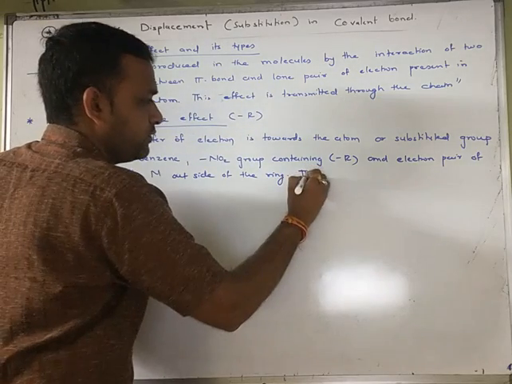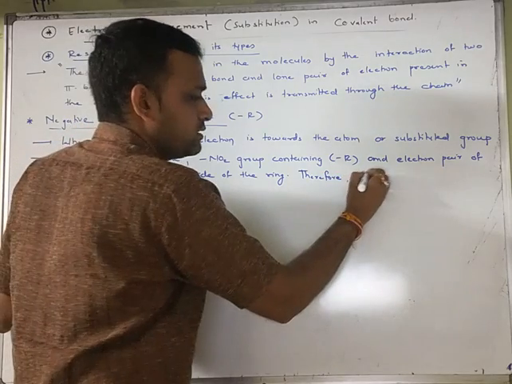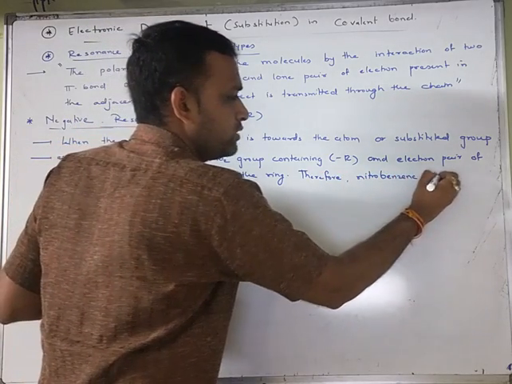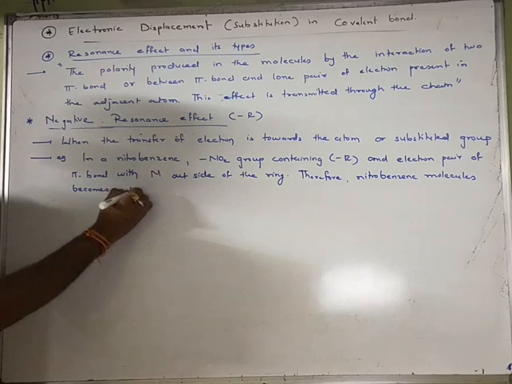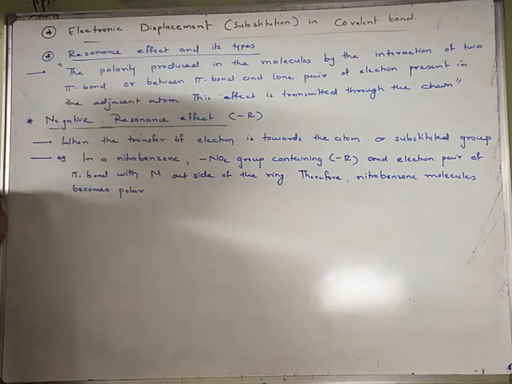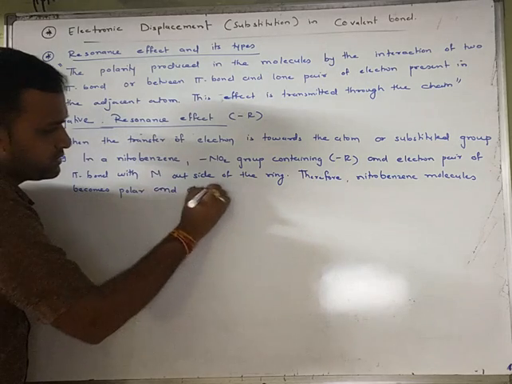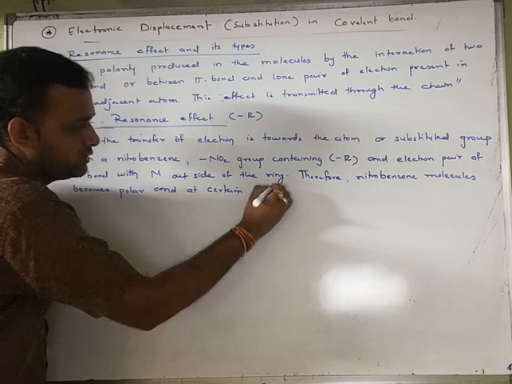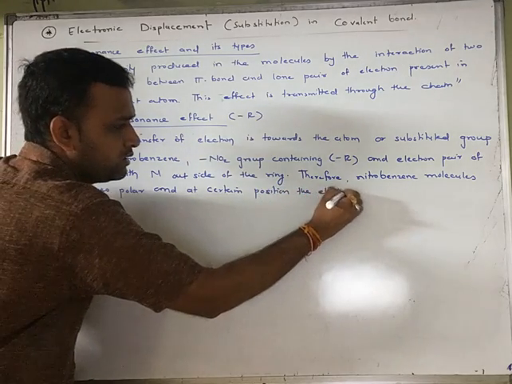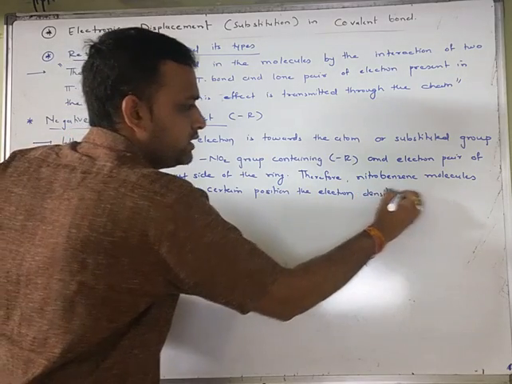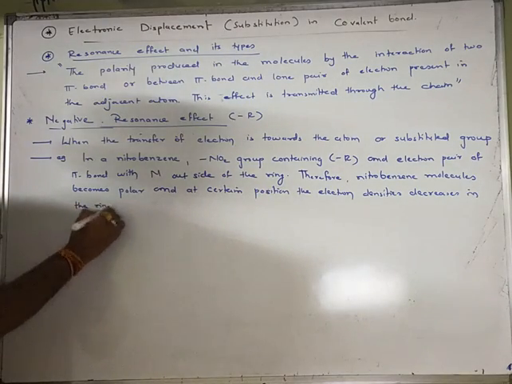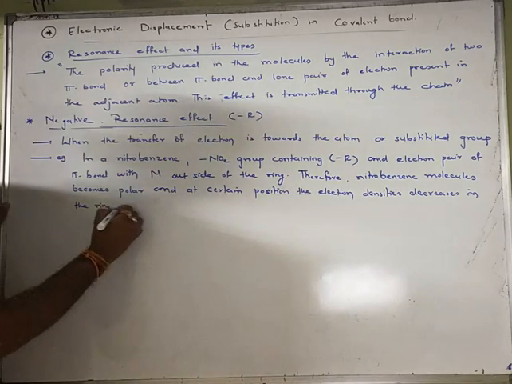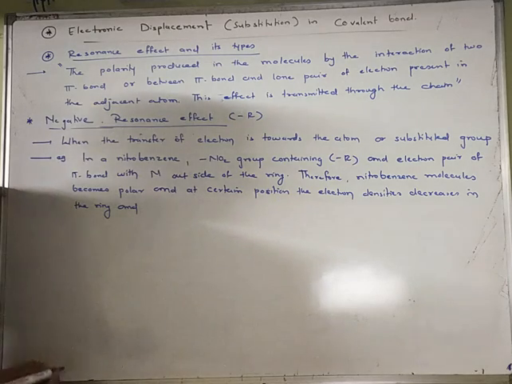Thus I can say, therefore, the nitrobenzene molecule becomes polar, right? At certain positions the electron density decreases in the ring, and those positions become positive. Okay, is it clear?